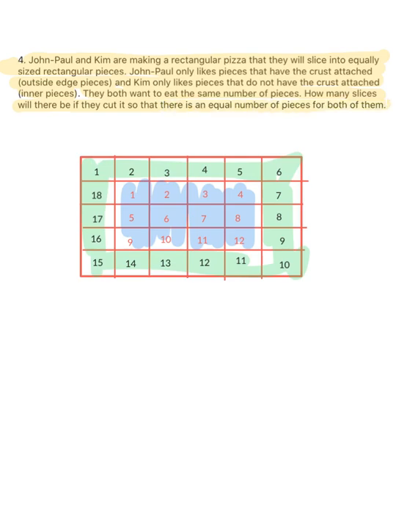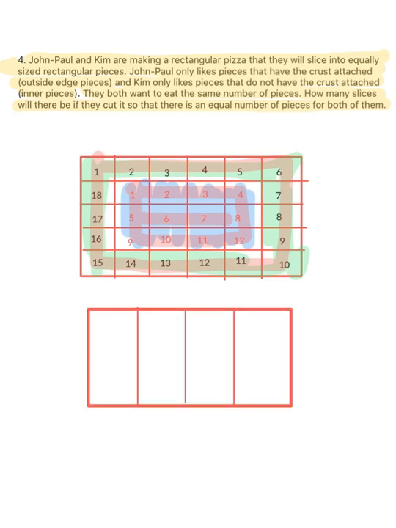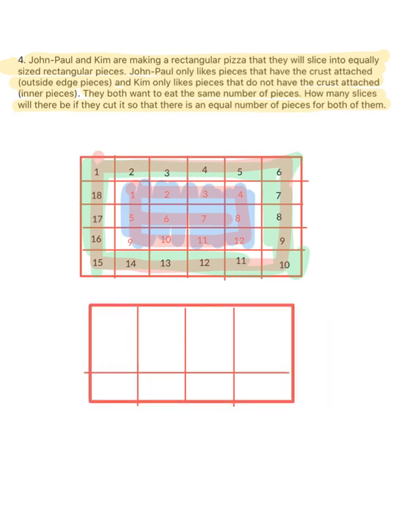So I drew up an example here, but as you can see, there are 18 edge pieces, and there are only 12 inner pieces. Okay, so they'll be disappointed because they want to have the same number of pieces each. So how can we build it? Maybe we can cut it in different ways so that there are the same number of inner pieces as outer pieces. So let's build another pizza. It just doesn't really matter how many slices we have.